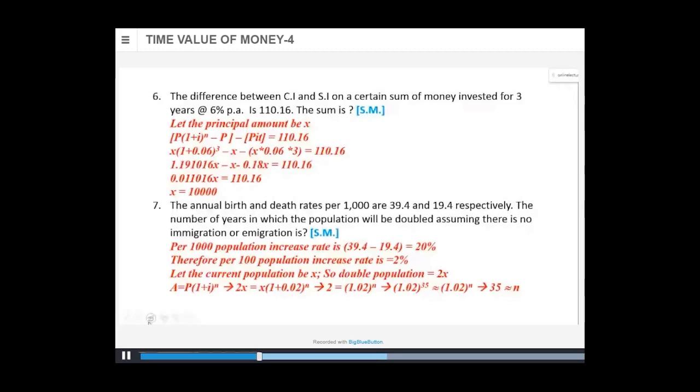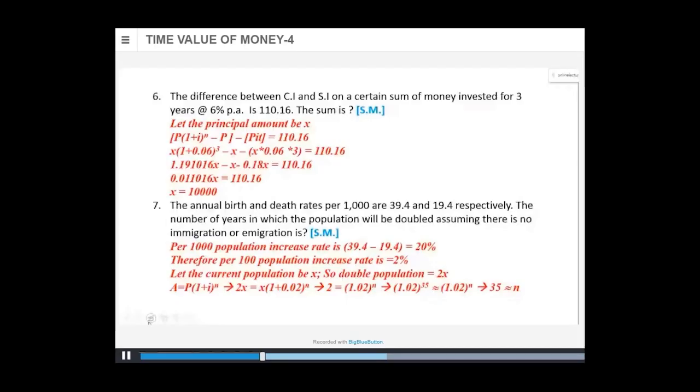What is A? We have assumed one line above: double population, that is the increased population, is 2x. P is x. So 2x is equal to x in bracket 1 plus 0.02 raised to n. We don't know n, we have to find n. The x got cancelled. So it became 2 is equal to 1 plus 0.02, which is 1.02 raised to n. Now, you know what to do. On the left hand side you have 2, on the right hand side you have 1.02 raised to n.